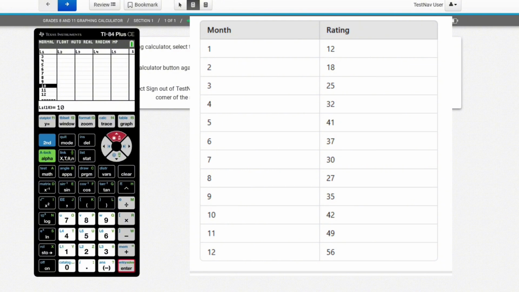Make sure you make no typos. I think I can handle doing 1 through 12. Now for L sub 2, that's going to be the rating. So 1 matches up with 12, 2 with 18, 25, 32.